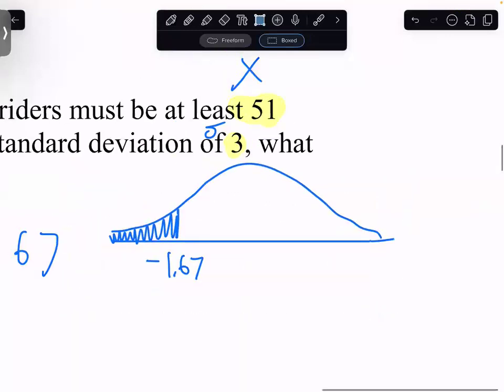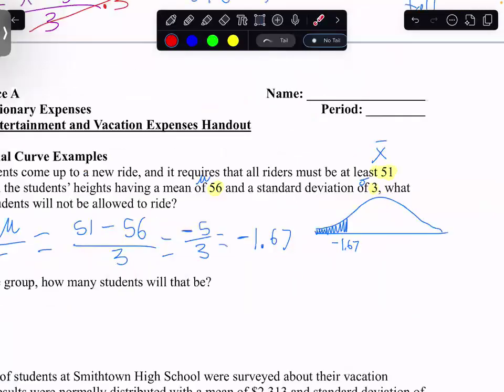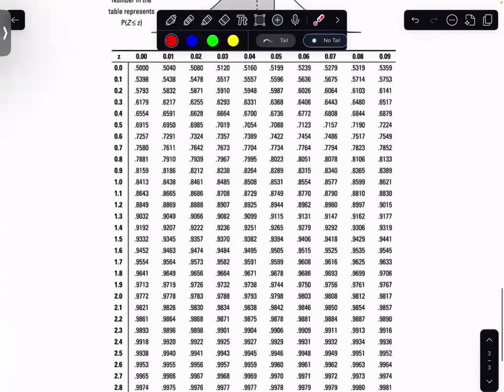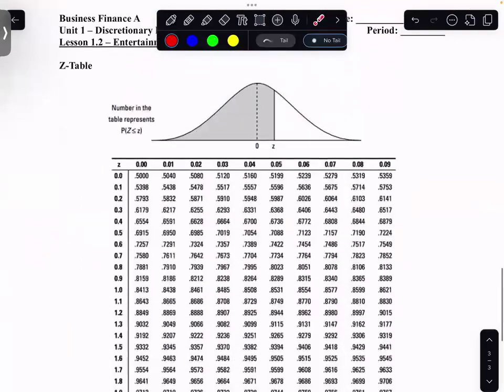Okay, so how do you know what to do with this? Well, let's go ahead and flip to the third page. Okay, so here's what's called a z-table.